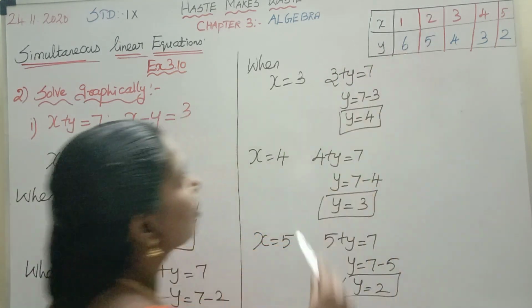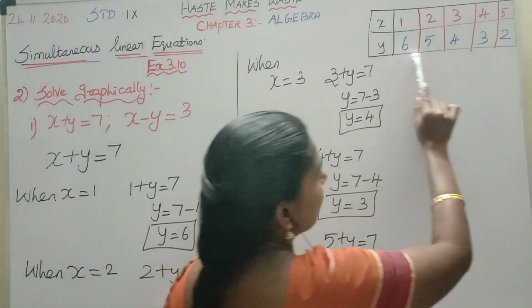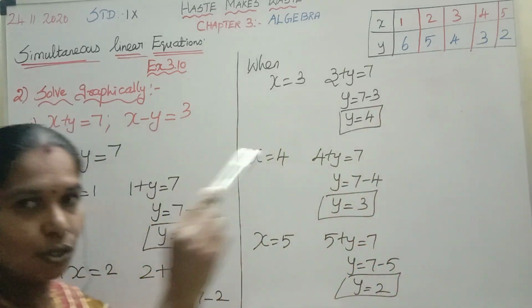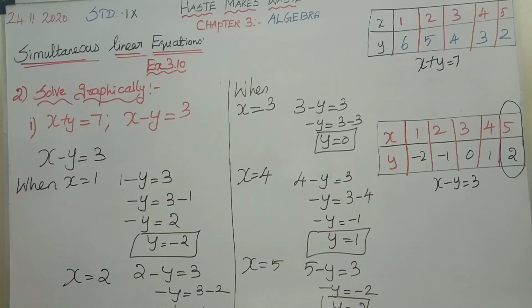So what are the values we have taken for x? 1, 2, 3, 4, 5. And we got the answers. Here I have written the answer. Okay, first you copy this in your fair notebook. Now I am going to solve x minus y equal to 3. That value we will see now.